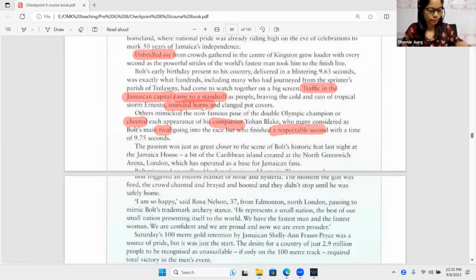The passion was just as great closer to the scenes of both historic feats last night at the Jamaica House, a bit of the Caribbean island created at the North Greenwich Arena, London, which has operated as a base for Jamaican fans.